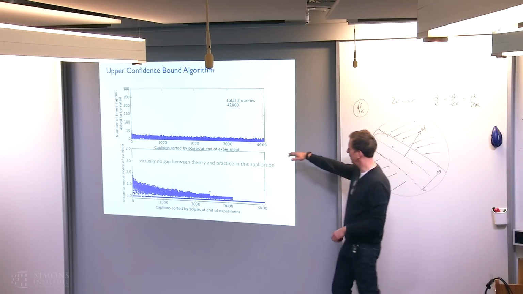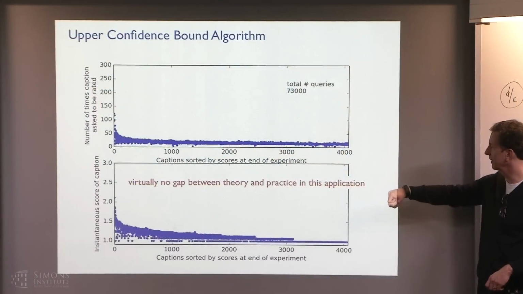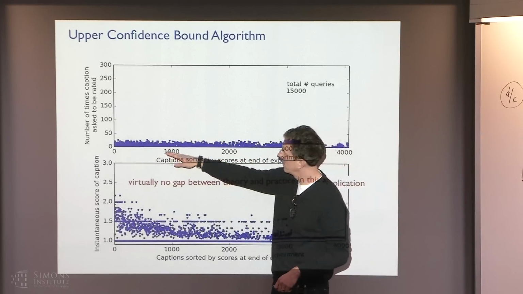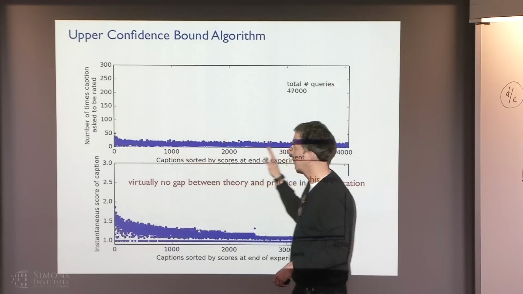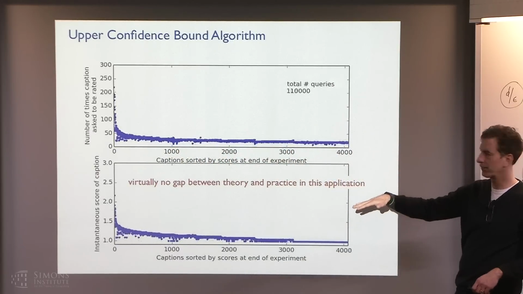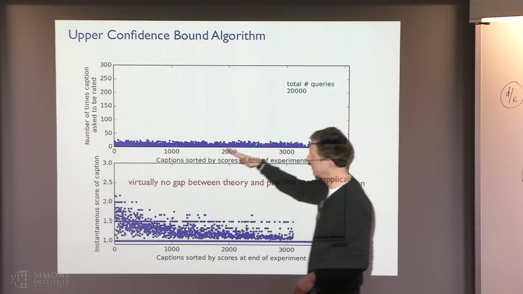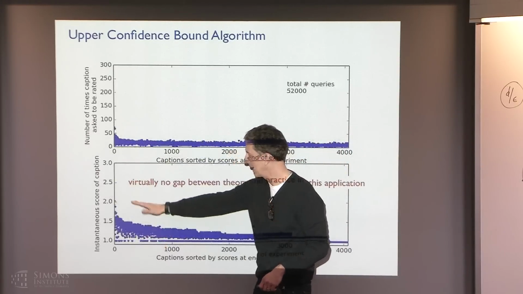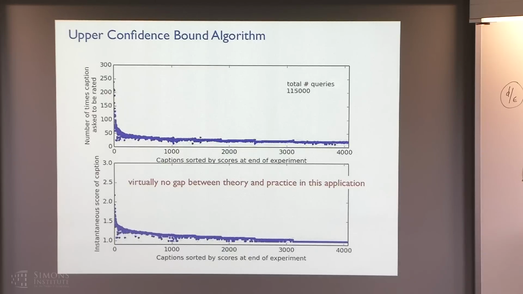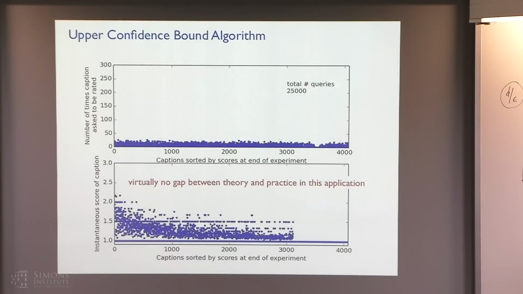So this is what it looks like. This is one actual contest where there were a little more than 4,000 submissions. These are the total number of times each caption has been rated. You can see that initially the ratings are more or less uniformly random, but over time we start focusing on those that are receiving higher ratings. These are the average ratings that we're receiving. And there's very little gap between theory and practice in this problem.